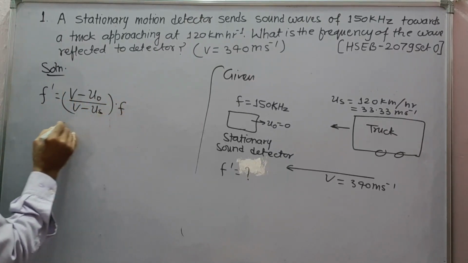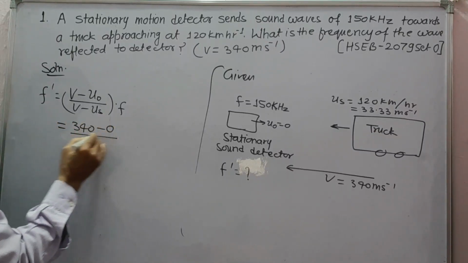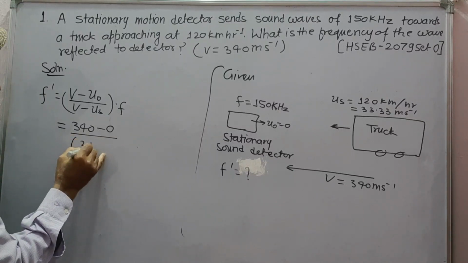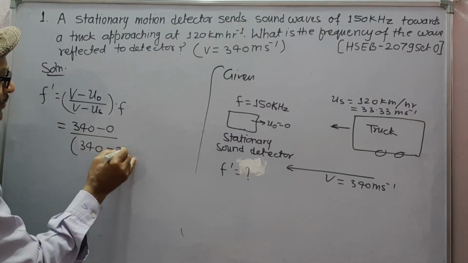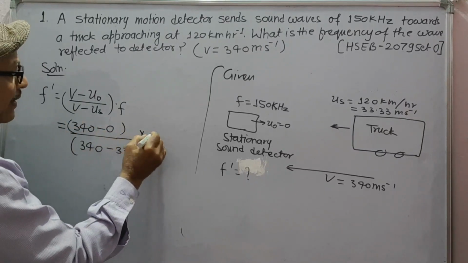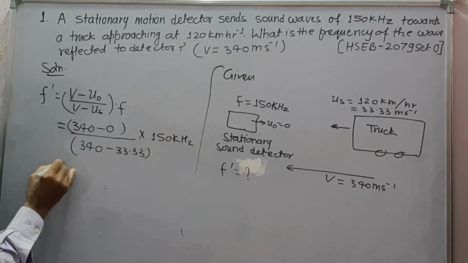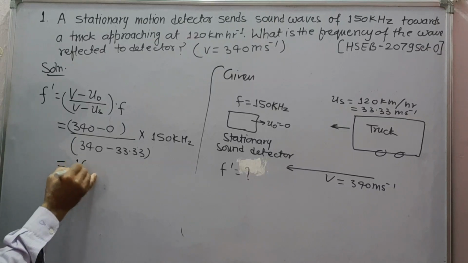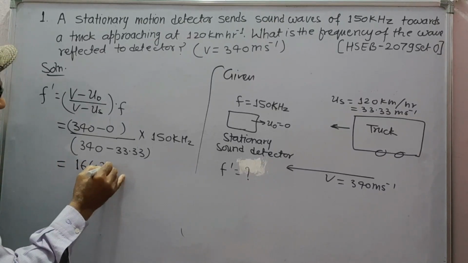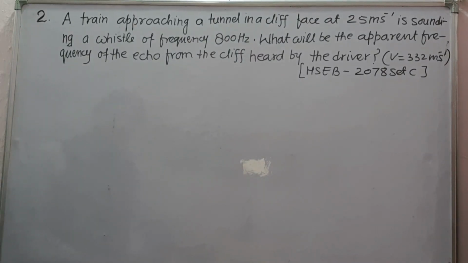Values are known. v is 340, uo is stationary, 0, 340 minus 33.33, into f is 150 kilohertz. On simplification we get 166.3 kilohertz.